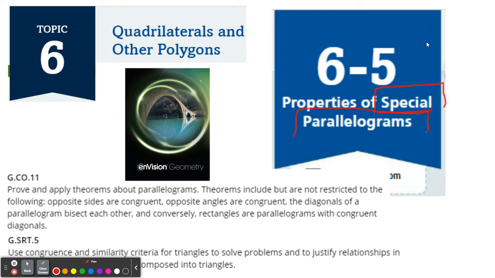So I want to emphasize that all of these shapes we talk about in this lesson are parallelograms. So opposite sides are parallel, opposite sides are congruent, opposite angles are congruent, consecutive angles are supplementary, the diagonals bisect each other, but they each have their own special properties that go along with them.